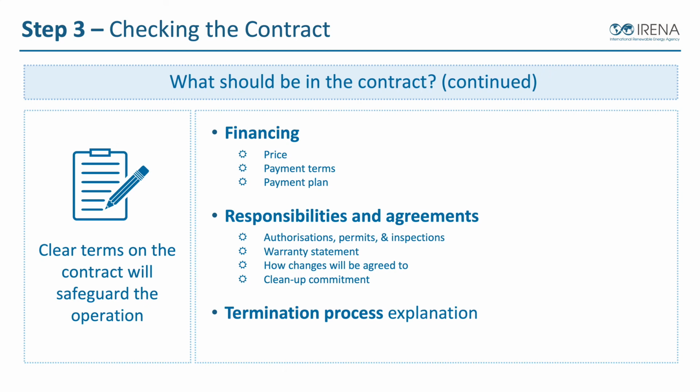What's the termination process? If there's an issue with the contract, how do you back out? How's that work? What are different ways a contract could be terminated, either by the homeowner or building owner or by the contractor, if there was ever an issue? So making sure we have clear terms on the contract will definitely safeguard our projects here.